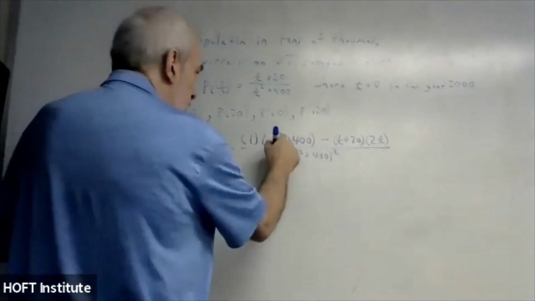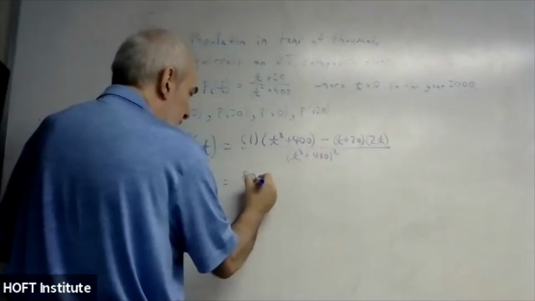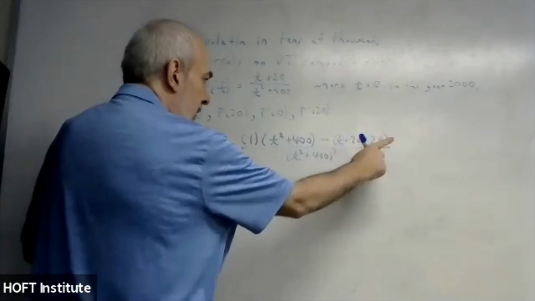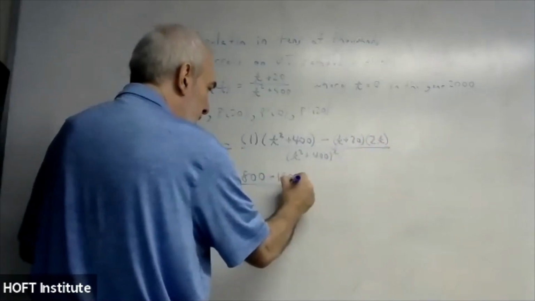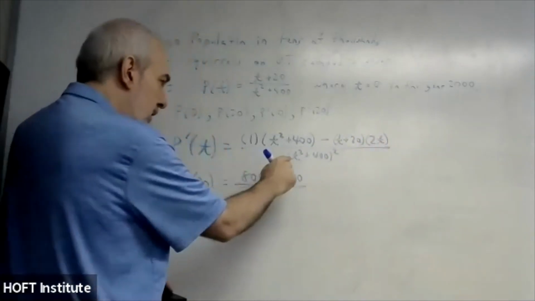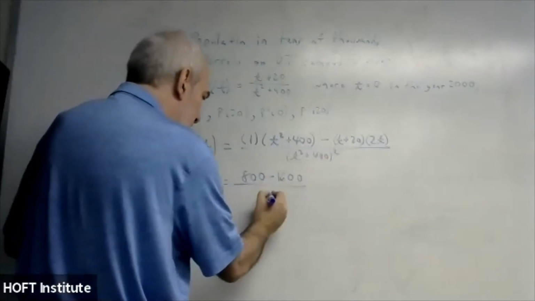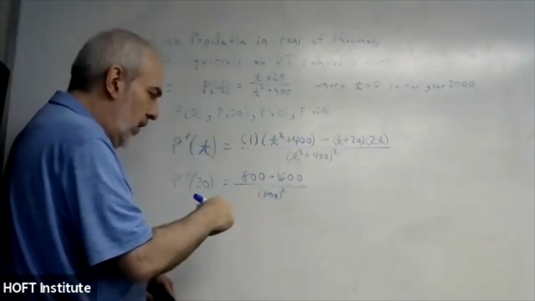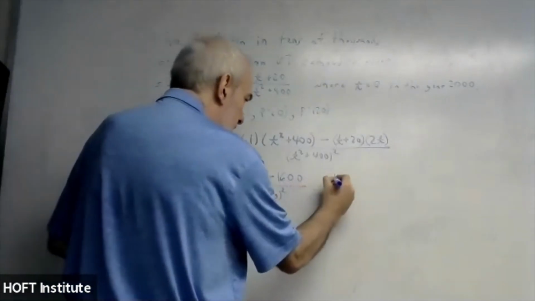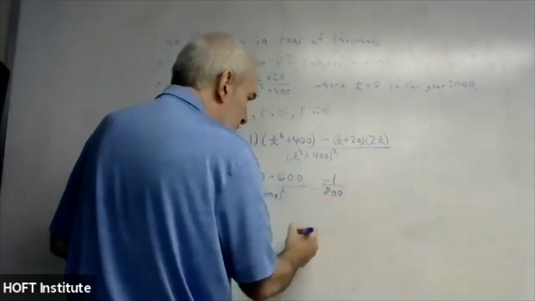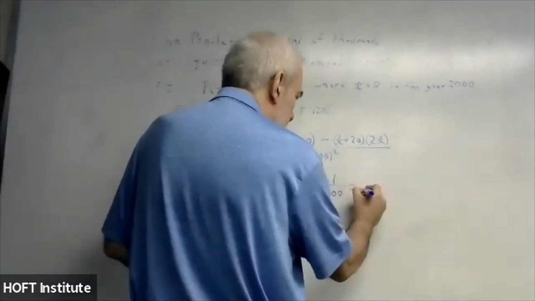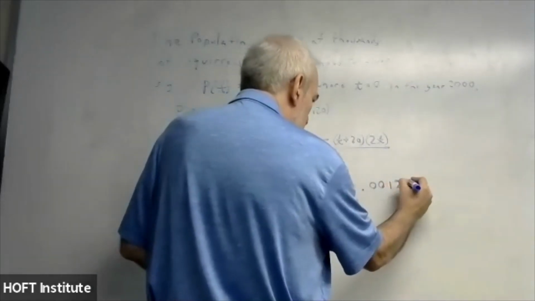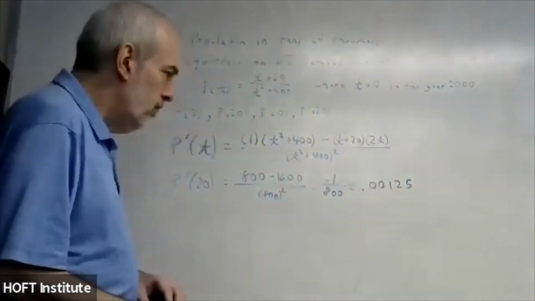Okay, next let's look at the derivative of p at 20. Okay, 20 squared is 400 plus another 400 is 800. And then minus 40 times another 40 is 1600. The denominator would give us 400 plus 400 is 800 squared. We wind up with a negative 800 over 800 squared, which is negative 1 over 800. Okay, that's 0.00125. Oh, negative.